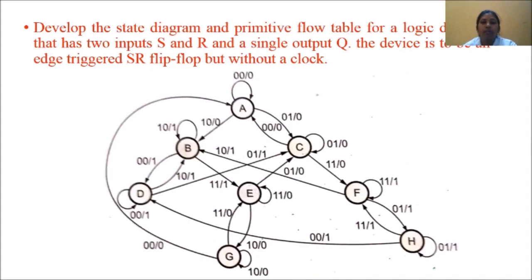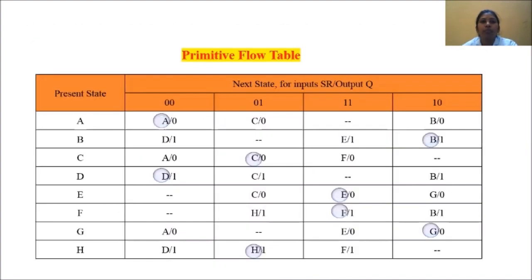We have several inputs for which each output is represented in the diagram. So using this state diagram, we are going to draw the primitive flow table. So this is the primitive flow table. Here the present states from A to H are considered, and the next state is obtained from the state diagram. The input and output are also obtained from the state diagram.